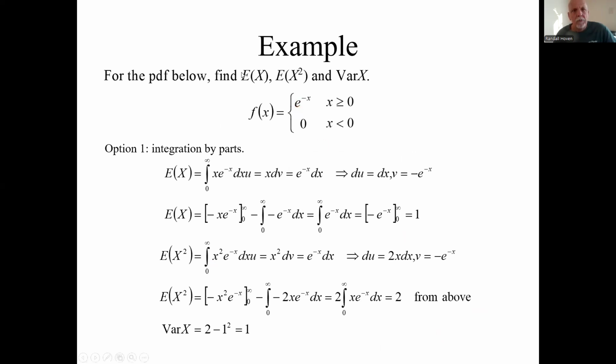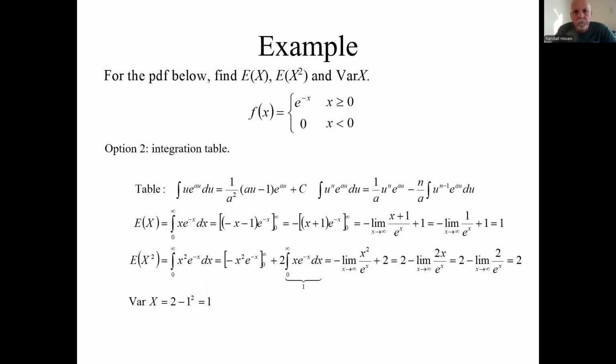For this PDF, find the mean, mean square, and variance. Okay. There's several ways to do this. The mean is this integral, right? X times this PDF, we only integrate over positive x's. You could use integration by parts, kind of a pain. Both of these, you can do it. It's kind of a pain. You've got to do integration by parts. It's just an integration exercise.